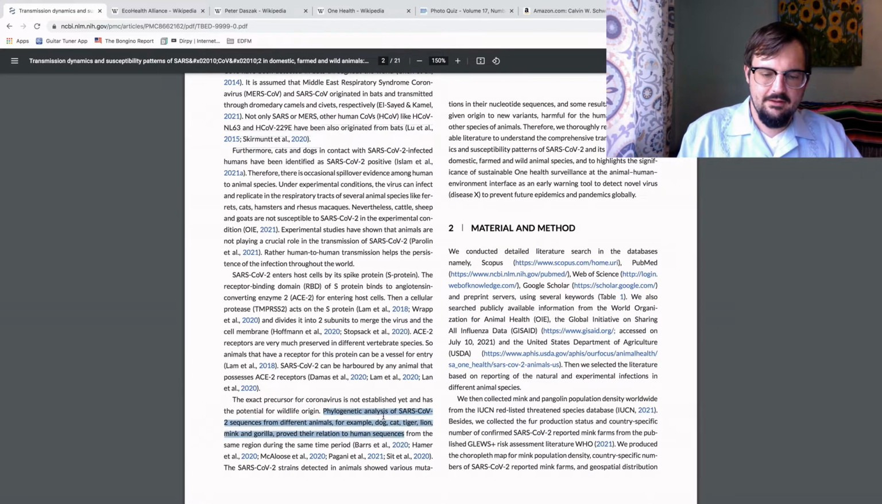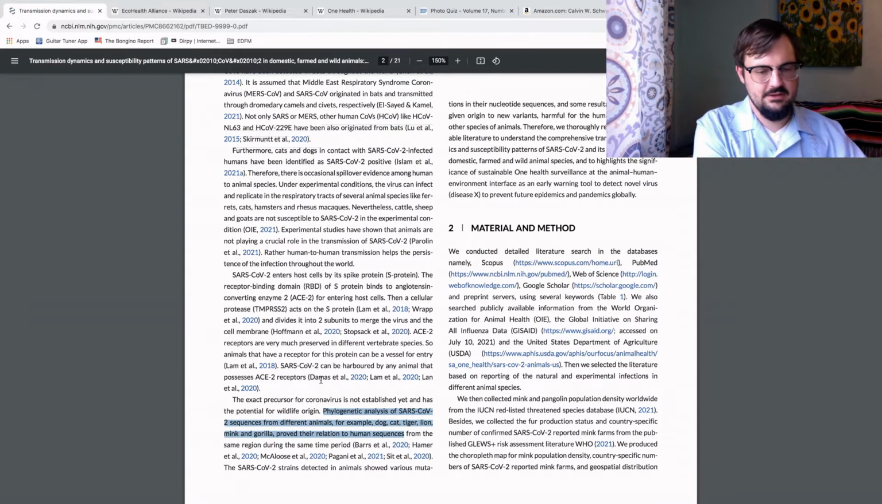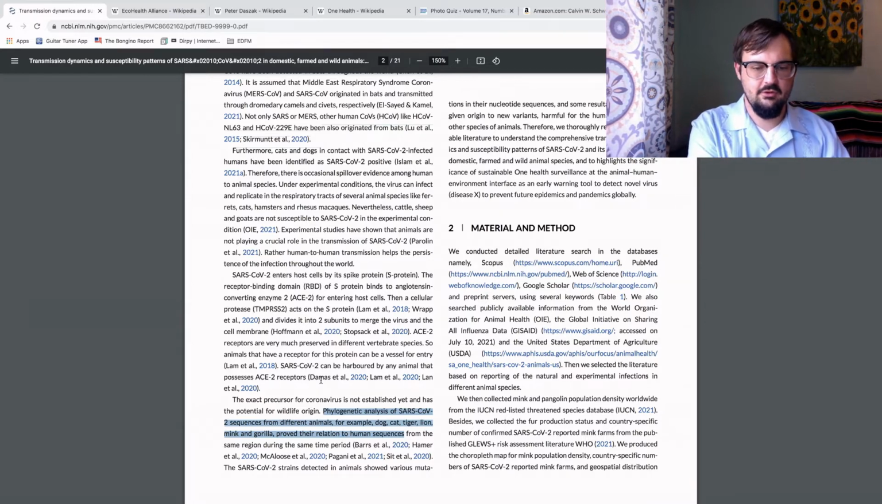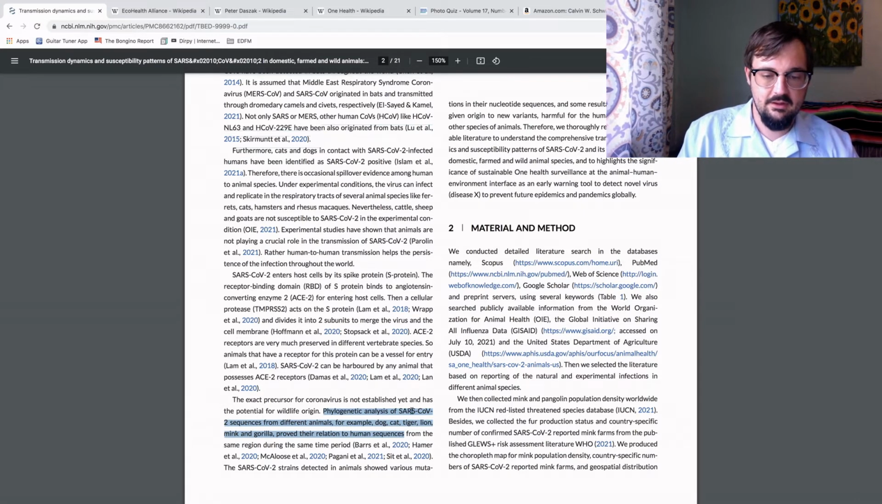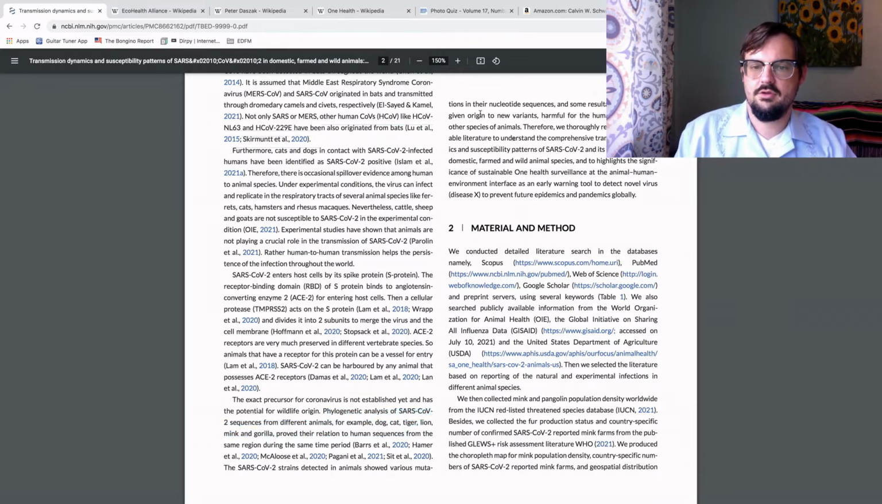Alrighty, here, phylogenetic analysis is what we're basing most of these claims on, alright? So that means phylogenetic analysis is stating how animals are related to other animals genetically, looking at their DNA. And we found that the virus that was discovered or detected in certain animals was similar to the virus that was detected in humans, and that's how we're making these claims. The claims, which are stated here, is that some resultant mutants, that's variants, have given origin to new variants harmful for the human population or other species of animals. And we're going to look at those claims later in the paper.